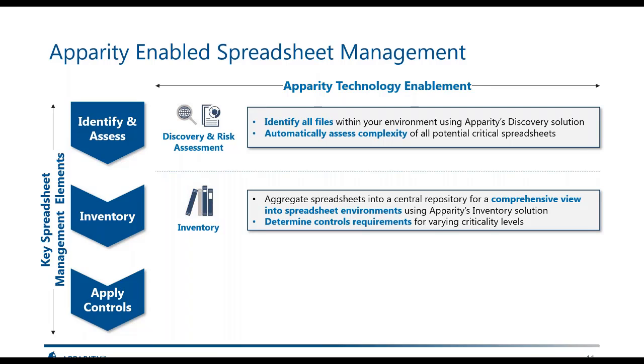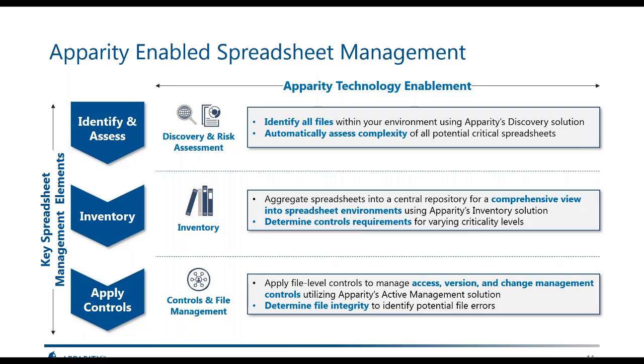Once you've identified the risk profile of your spreadsheets, Aperity's active management solution will automatically apply the change control, version control, access control, and data integrity control required to mitigate risks. Aperity's change control allows you to compare any two versions of your spreadsheet and see what changed down to the cell level. Through Aperity's built-in workflow, those changes can then be sent to an appropriate reviewer who will be responsible for reviewing those changes and providing sign-off that the changes made were accurate.